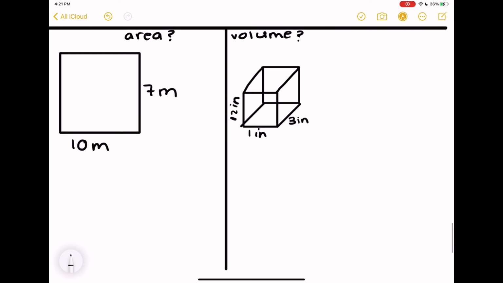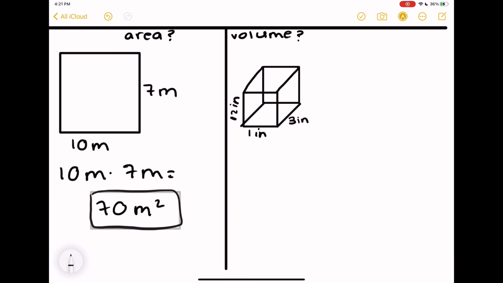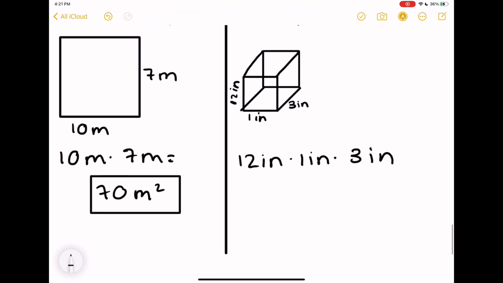Did you do it? Let's check if you got the correct answers. So for the first one, we're going to do 10 meters times 7 meters, which is 70 meters squared. Remember, it's meters squared for area. And then volume, let's have 12 inches times 1 inch times 3 inches, which will give us 36 inches cubed.